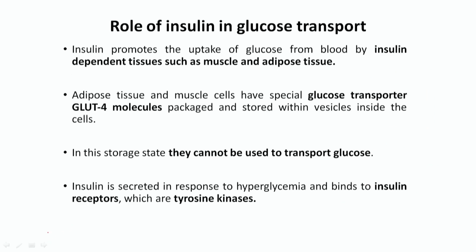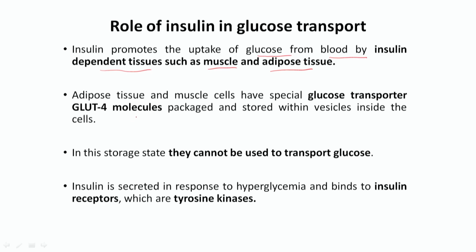Now, what is the role of insulin in glucose transport? As we know, insulin secretion takes place during hyperglycemic conditions, meaning when the blood glucose concentration increases, insulin is secreted. Insulin promotes the uptake of glucose from the blood by insulin dependent tissues such as muscle and adipose tissue. So it helps in the uptake of glucose.